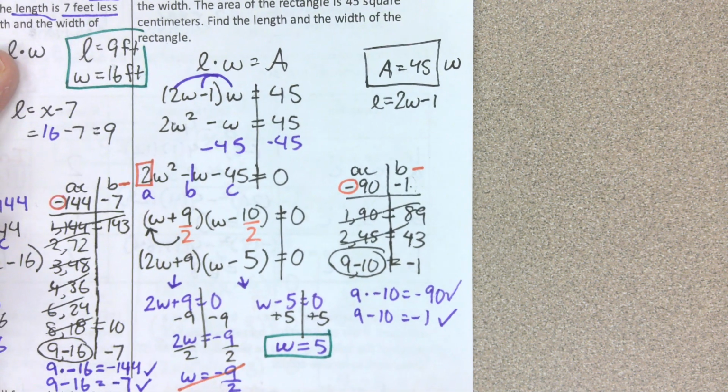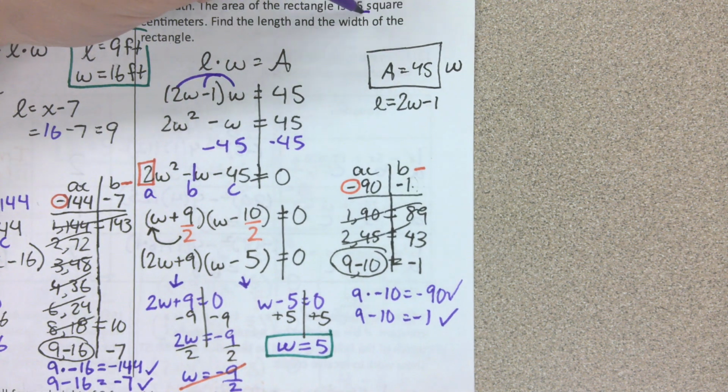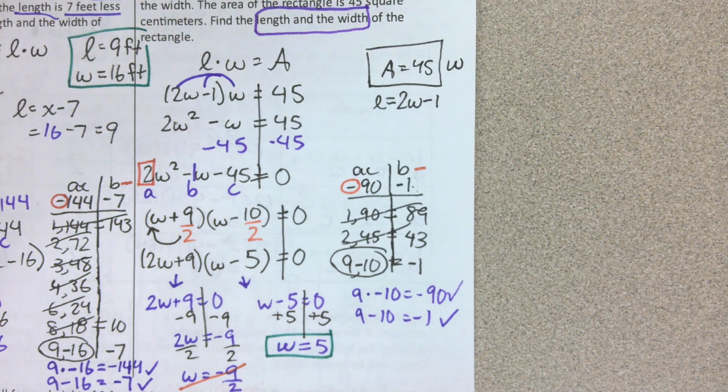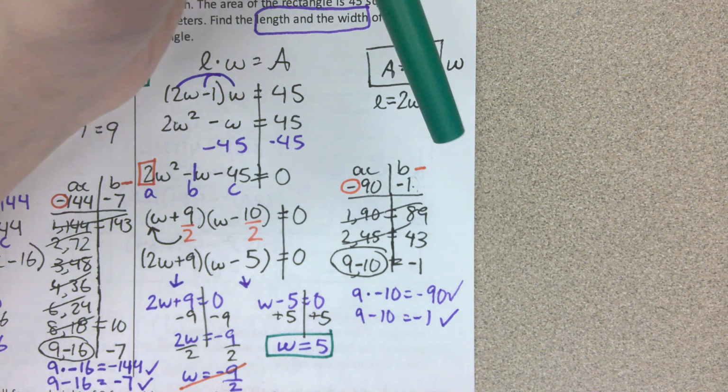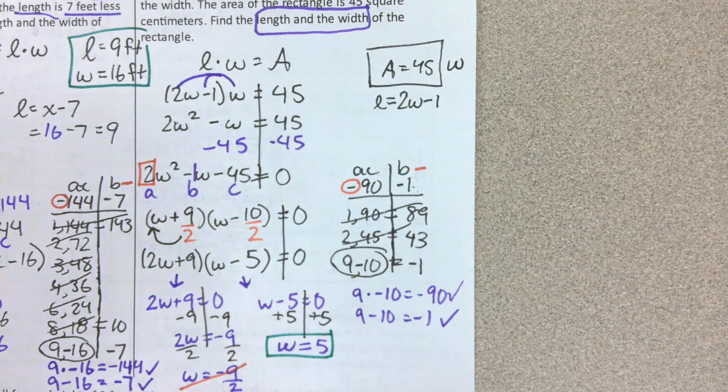And they want the length and the width. I found the width. Let's find the length. Remember, L equals 2w minus 1.